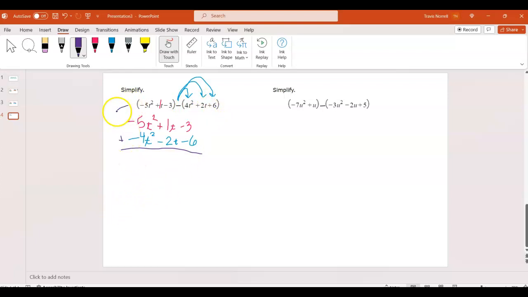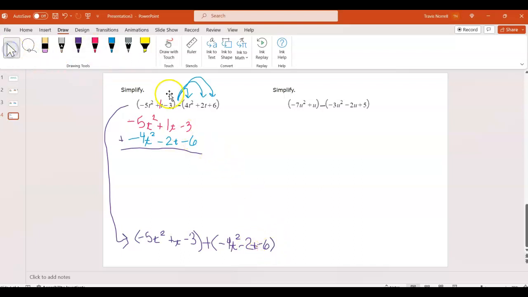So we changed it to, let's come down here, negative 5t squared plus t minus 3 plus negative 4t squared minus 2t minus 6.